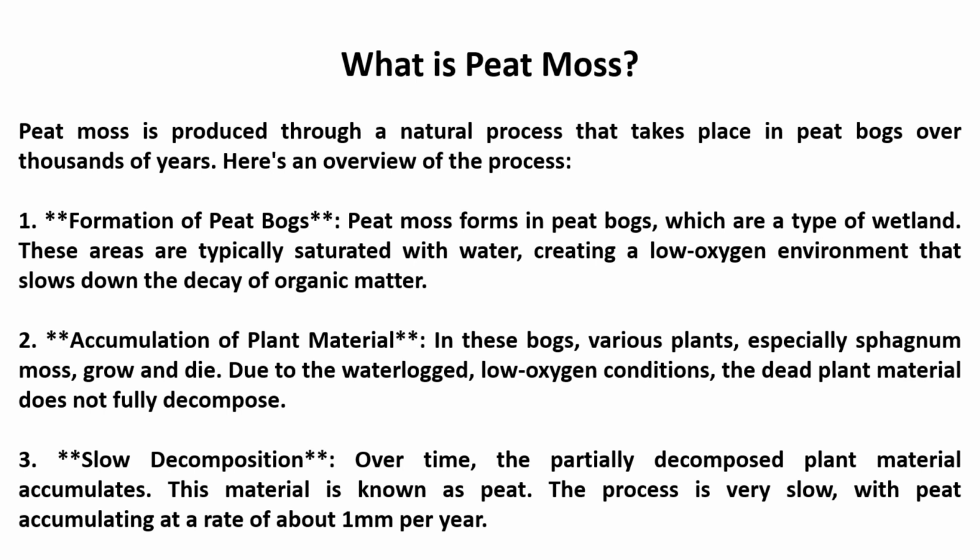1. Formation of peat bogs. Peat moss forms in peat bogs, which are a type of wetland. These areas are typically saturated with water, creating a low-oxygen environment that slows down the decay of organic matter.